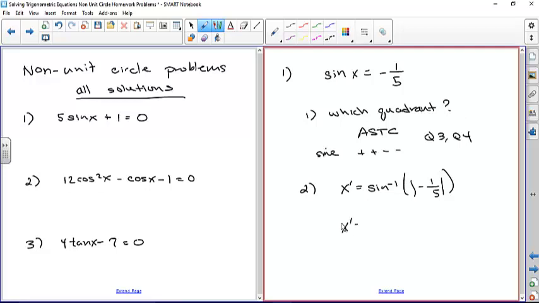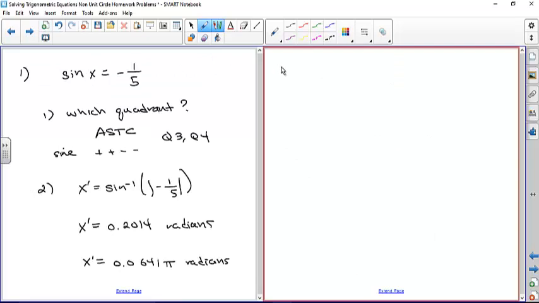And so the reference angle is 0.2014 radians. And we're going to divide that number by pi. So we get 0.0641 pi radians. So that's in the first quadrant. Reference angle is always in the first quadrant. Step number three is we look at the quadrants and we write down the appropriate equation.